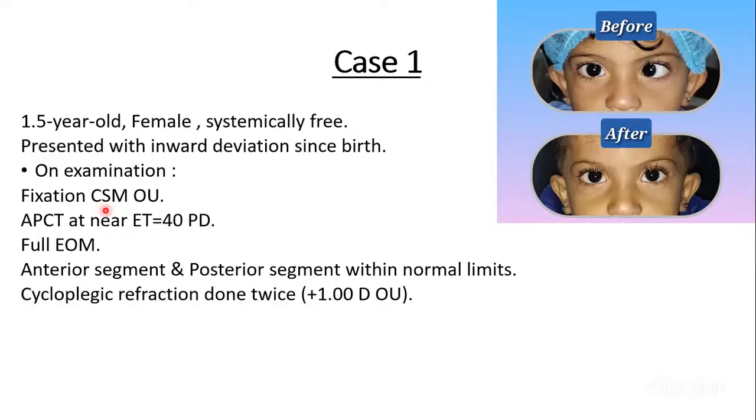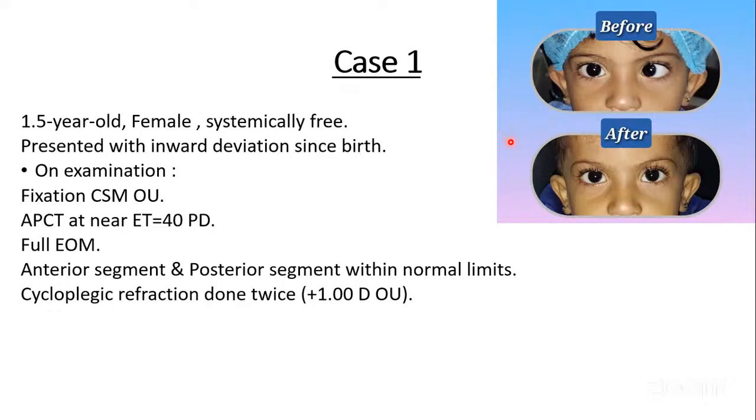So, for example, you will occlude the left eye. The right eye will be central and steady because the patient has no nystagmus. Then you will uncover the left eye and check whether the right eye is still fixating. If he is still fixating with the right eye even after uncovering the left eye, then the patient has central, steady, maintained fixation in the right eye.